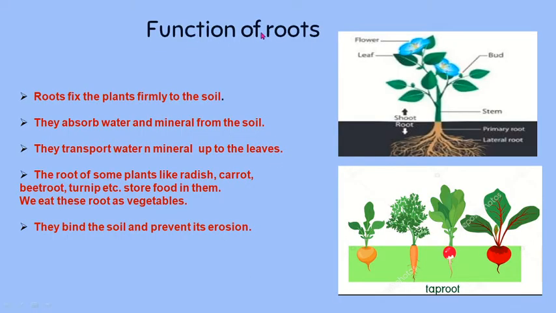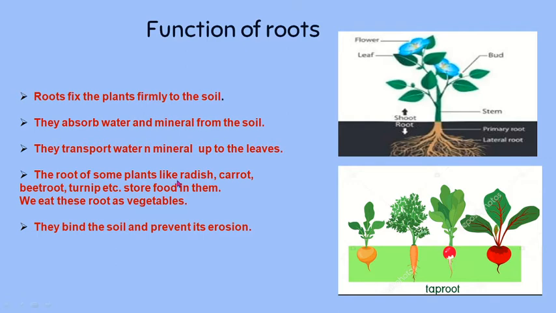Next is function of roots. First, roots fix the plant firmly to the soil. As you can see in this picture, roots fix the plant to the soil. They absorb water and minerals from the soil. They transport water and minerals up to the leaves with the help of the stem.